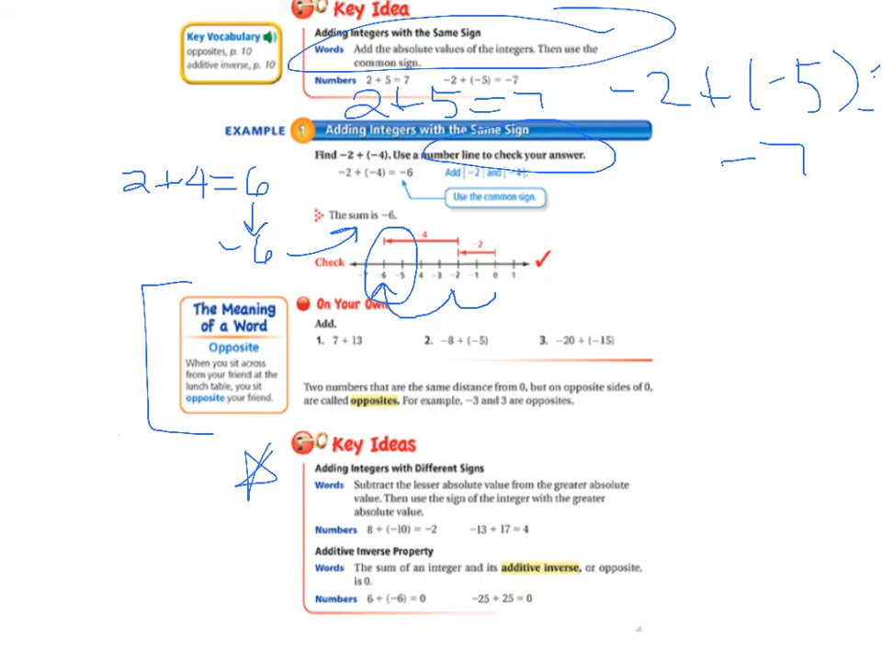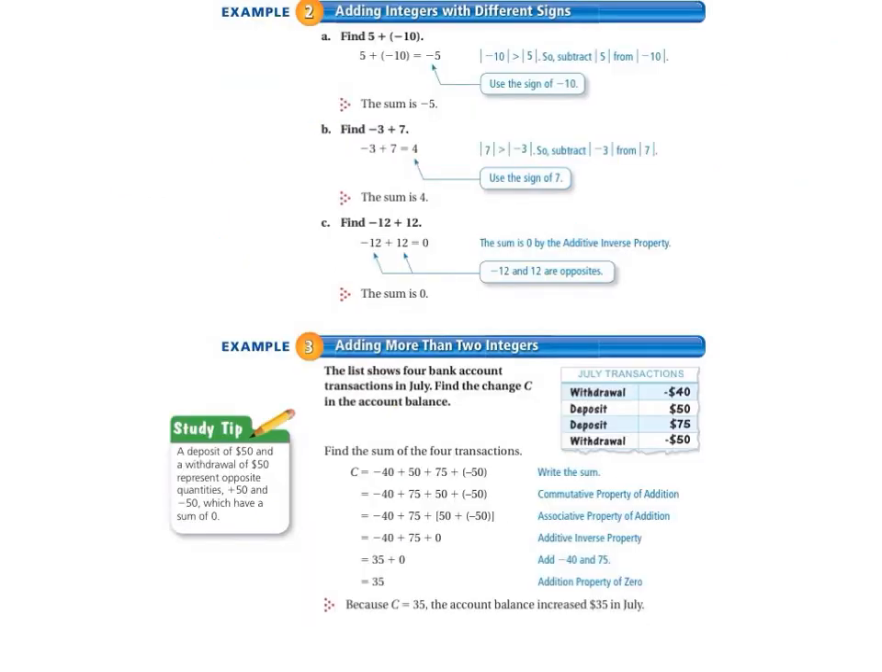Let's move on to the next slide, example 2. Let's start on example 2 on the next page. And in example 2, we are adding integers with different signs. And there are a couple of different ways to do this.